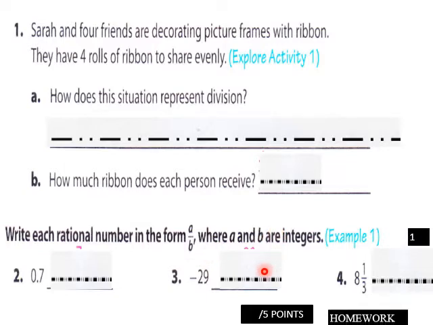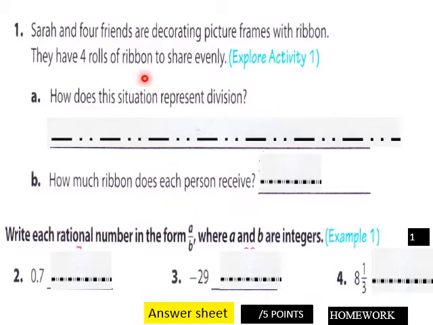Let's go to page 1 of today's homework, and you got 5 points here on page 1. Number 1 up here, Sarah and 4 friends are decorating picture frames with ribbon. They have 4 rows of ribbon to share evenly. Part A, how does this situation represent division? Put your answer here. Part B, how much ribbon does each person receive? Put that here. And then down here for 2, 3, and 4, write each rational number in the form of A over B, where A and B are integers. So you got, again, 5 points here on page 1.